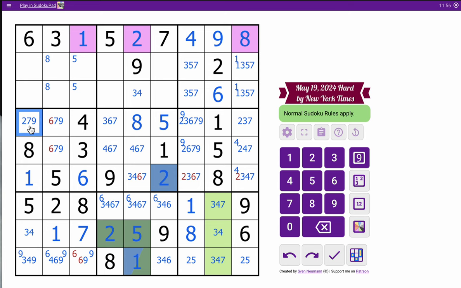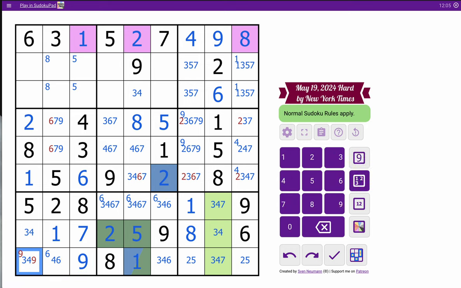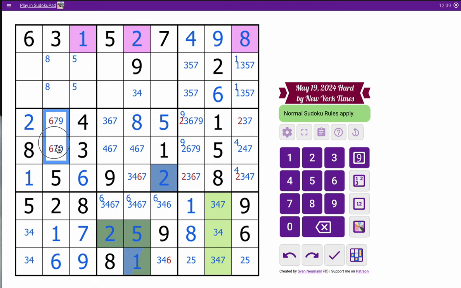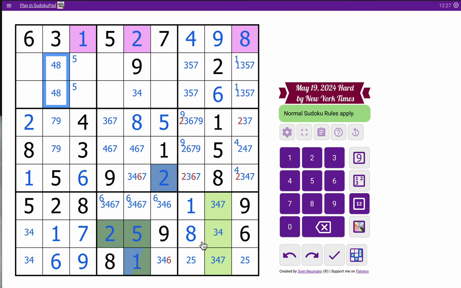Let's see. This is a 7, 9, which places that 2. This is forced to be a 9. This isn't. For obvious reasons, neither is that. 3, 4 makes 6 good. This is 7, 9 in another way, which we already knew. 4 and 3, no. 1, 2, 3, 4 is out. Okay, these are 4 and 8.